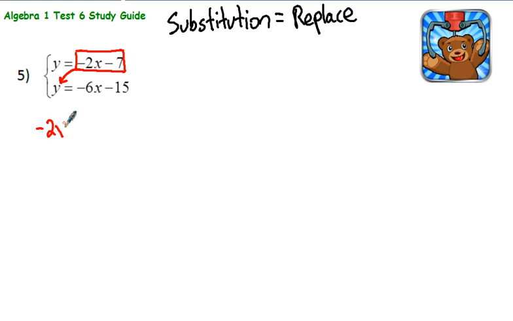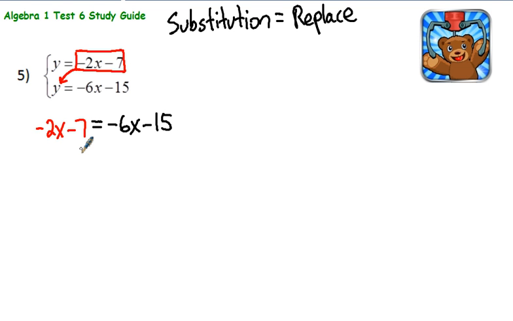So what I could write would be negative 2x minus 7. And then the second part of that stays exactly the same, negative 6x minus 15. Maybe another way to think of this is I picked one equation up and stuffed it into the other equation. Or I combined the two equations is maybe another way to think of it. Because see, now instead of having two separate equations, I have just one big equation.